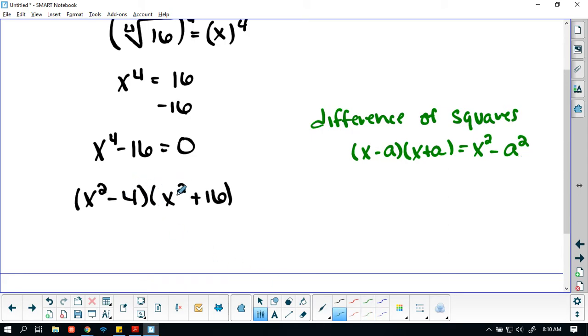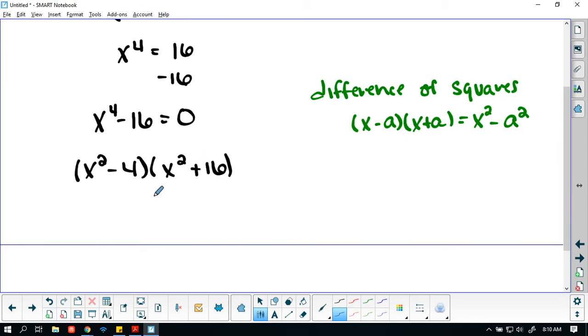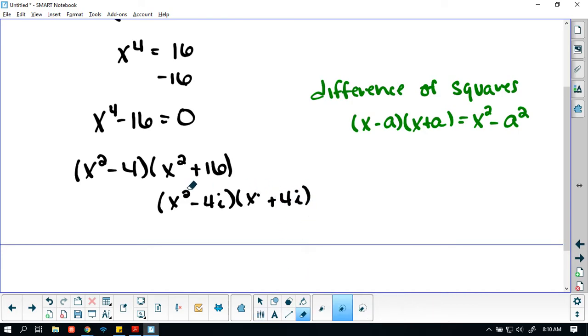So that's all I did here. I noticed that these are two different squares. This one is going to give me a complex value. If you remember, the sum of squares is going to be x squared minus 4i, x squared plus 4i, or not squared, just x, Monday mornings. But this is a difference of squares, x minus 2.